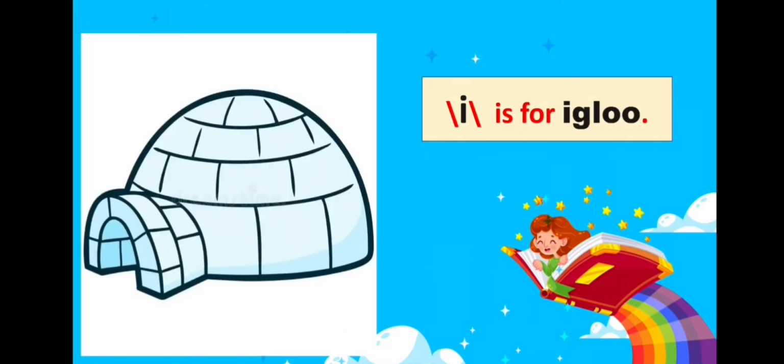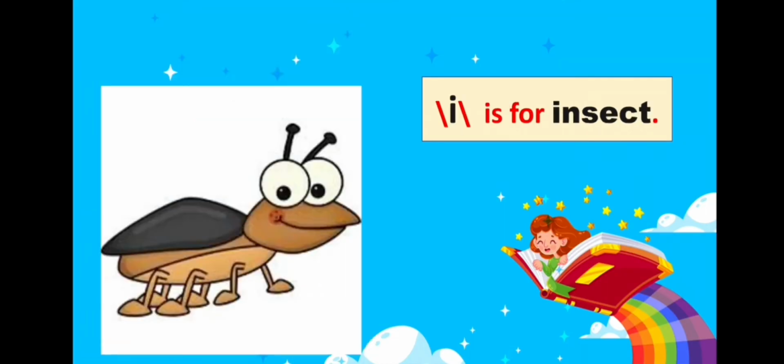E is for igloo. Igloo. Igloo. E is for insect. Insect. Insect. Insect.